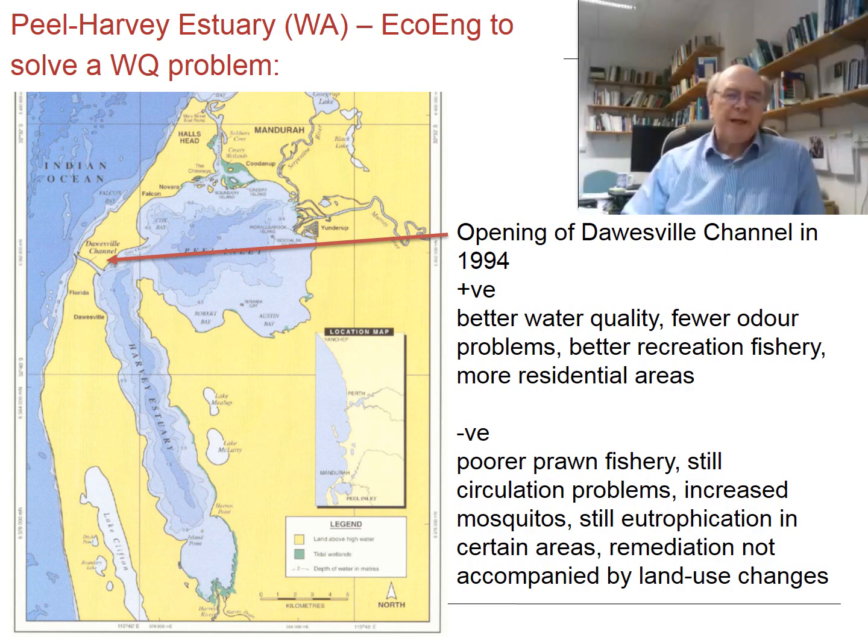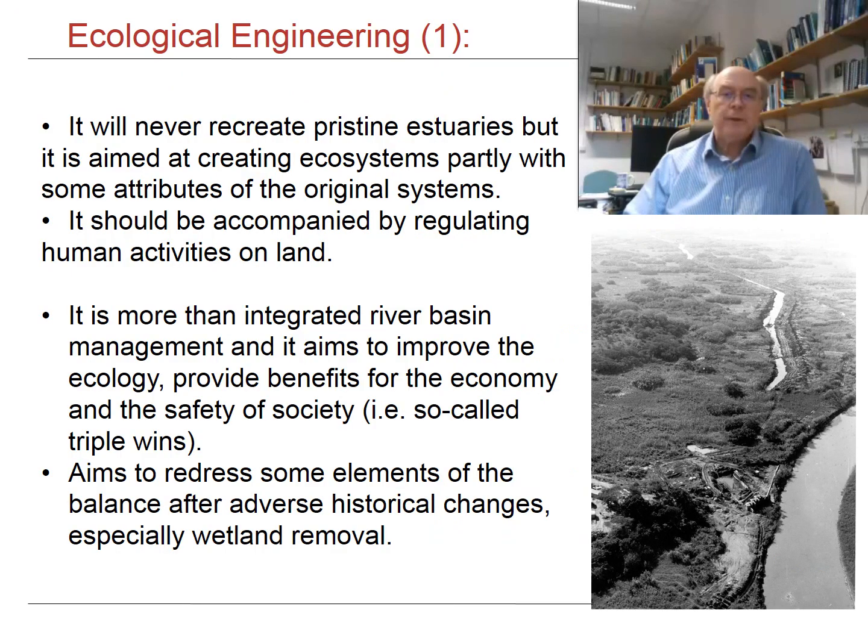Another example is the Peel-Harvey system in Western Australia. As you see from the map there, it's a very enclosed estuarine area. It has a very small channel, there's a lot of nutrients going into the system, and this made it eutrophic. So in the early 1990s, they created a new channel there, the Dawesville Channel, as you see there, and the Dawesville Channel was aiming to open up the system and increase the flushing there. And it succeeded. It reduced some of the eutrophication, but not all of it there.